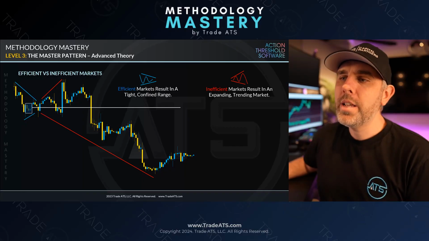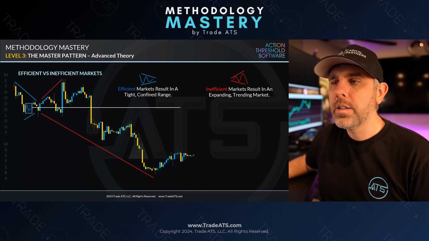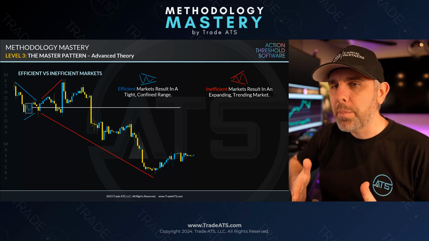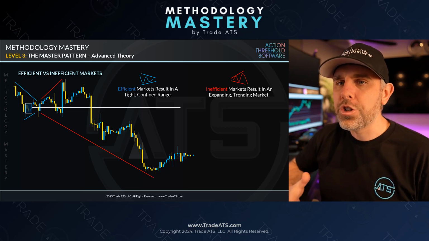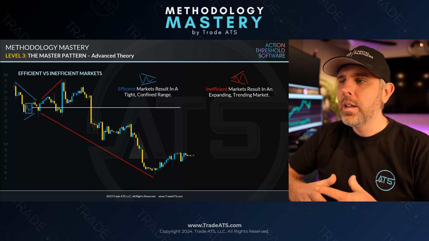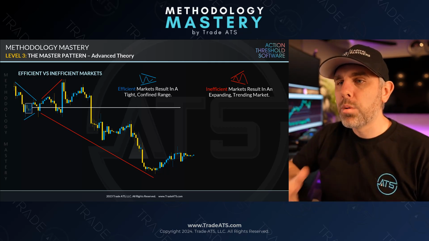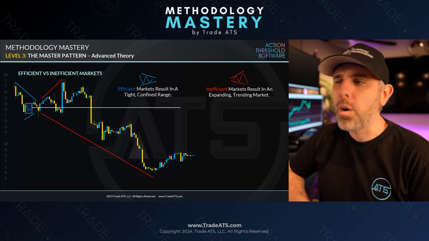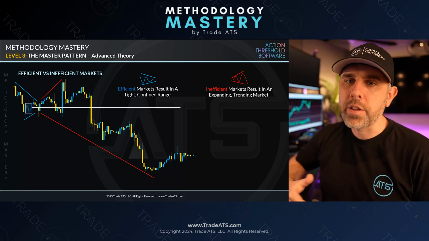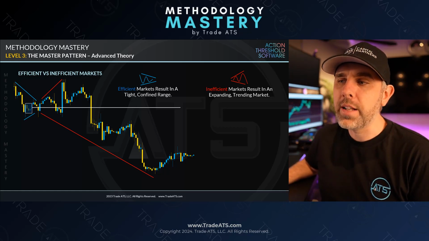we want inefficient markets. Your entire job as a trader is to exploit and spot inefficiencies and take advantage of those. So you can see by understanding the master pattern and the advanced theory behind it, you know when you're going into an efficient market, because the more efficient the market is, the less edge you can have, the less money to be made. When you go into the expansion, you know that you're going into an inefficient market, and now you could start to exploit this bigger range that is now opening up, and that is where you actually get some sustained moves away from value, ideally, and hopefully find that distribution phase.